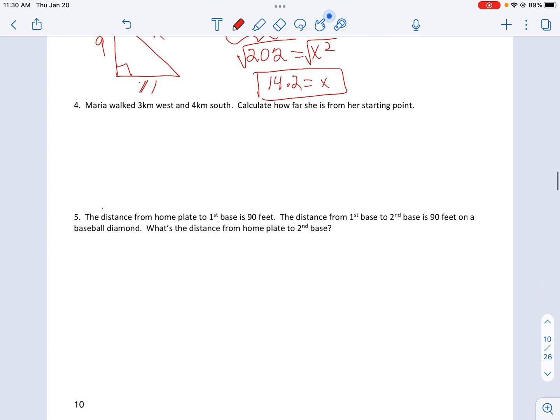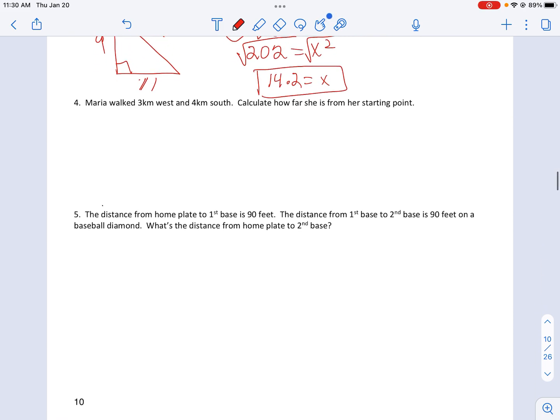Okay, the next one. We're talking about someone moving, walking east, west, south, etc. Draw yourself a coordinate plane. And this is north going up. This is south. West is to the left. And east to the right. So we're going to assume Maria started from here. She's going to walk 3 kilometers west. So west is this direction, so she went 3 this way. And then she went 4 kilometers south.